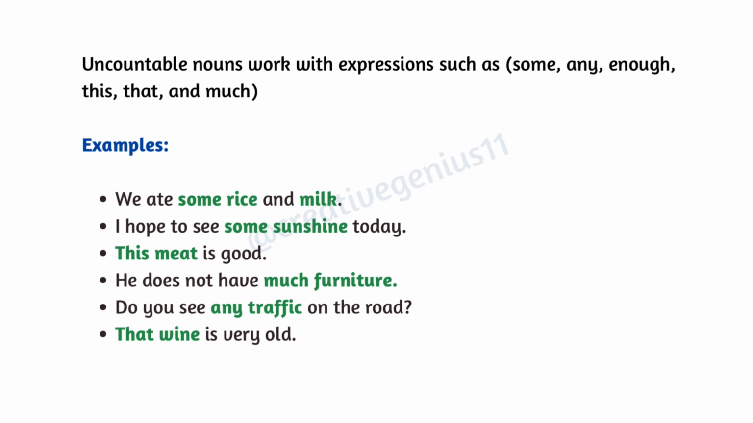Uncountable nouns work with expressions such as some, any, enough, this, that, and much. Examples: we ate some rice and milk; I hope to see some sunshine today; this meat is good; he does not have much furniture; do you see any traffic on the road? That wine is very old.